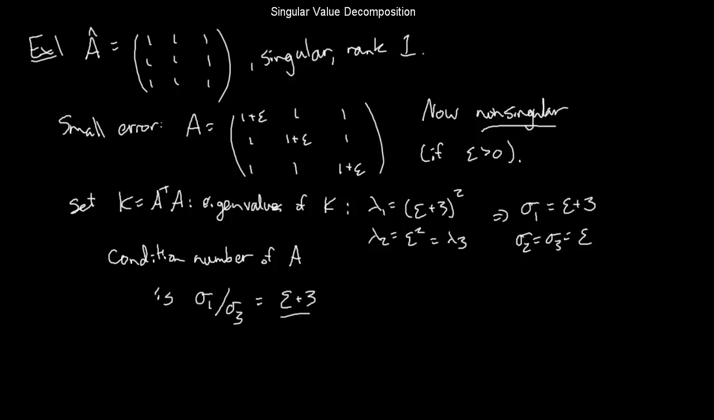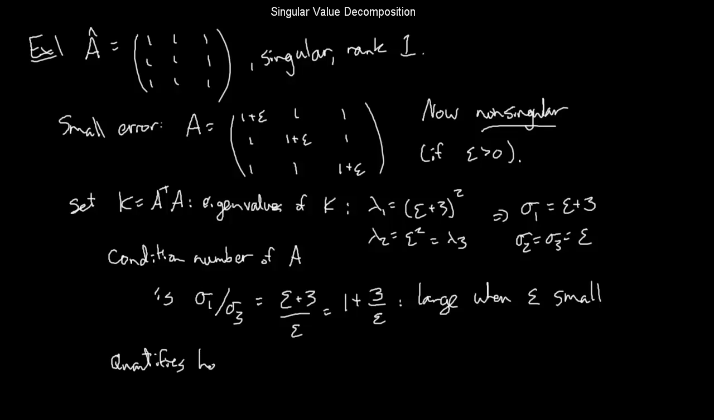Epsilon plus 3 over epsilon is, well, the epsilon over epsilon is 1, so this is really 1 plus 3 over epsilon. And if epsilon is very small, then this is a very big number. You can easily make this bigger than your machine precision. So this is a way of quantifying, if you like, how close your non-singular matrix is to actually being a singular matrix.